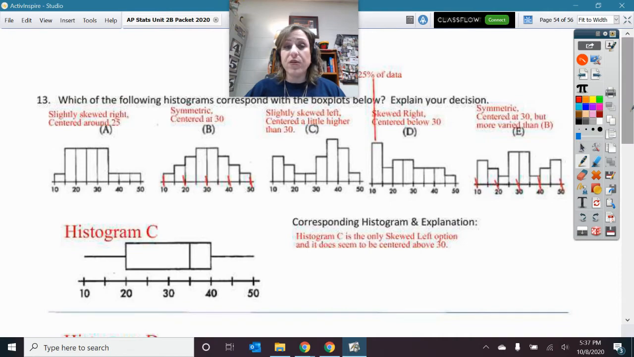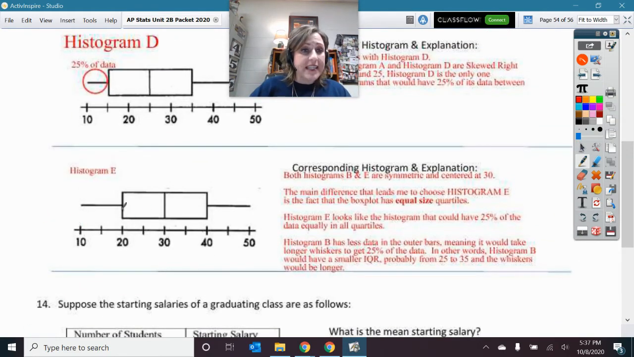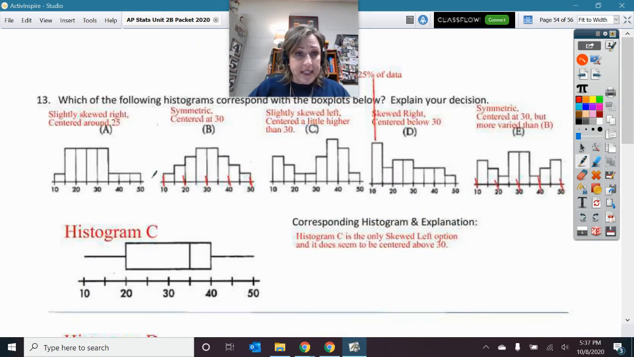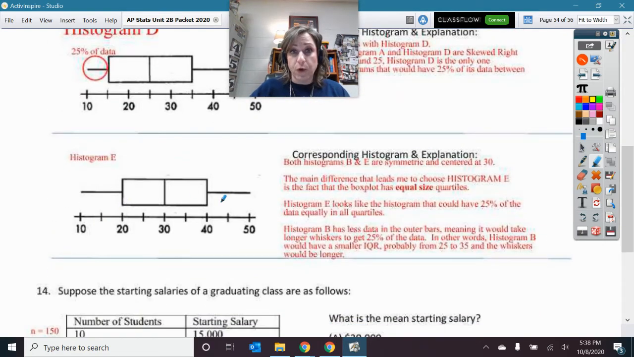What I did was I came over here and I marked. I could tell a quartile went from 10 to 20, and from 20 to 30, and from 30 to 40, and from 40 to 50. So the quartiles were equally spaced. So here's the thing. Does this look like 25% of the data just like that? No. Here, this and this are both 25% of the data, just like this and this show 25% of the data. This B would have a smaller interquartile range because the middle 50% is probably just going from 25 to 35, not 20 to 40. Therefore, it is histogram E. All right, next.